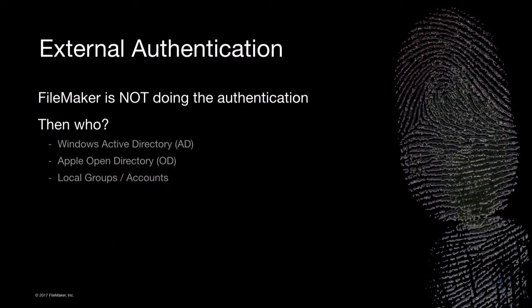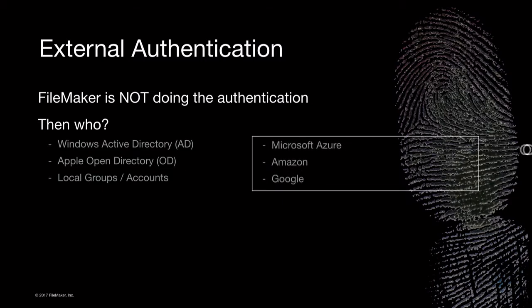All right, so these are the three traditional ones that we've had since FileMaker 7. So we've had them for a really long time. In FileMaker 16, we now have 3 new OAuth providers. So we have 3 additional identity management providers that we can use to prove who you are and give access to your FileMaker solutions, right? So Microsoft Azure, Amazon, and Google accounts can be used in your FileMaker solutions.